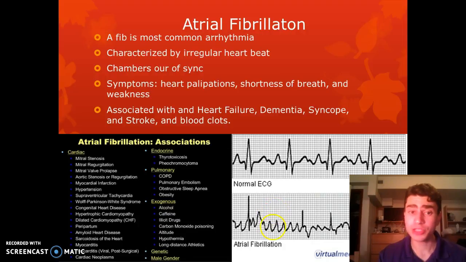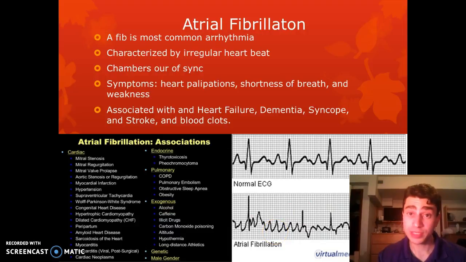It's typically characterized by asynchrony, where normally the atria and the ventricles are in sync. However, in AFib, we don't have that. The atria are contracting, the ventricles are contracting, but they're seemingly independent of each other. They're not following that rhythmicity and that cohesiveness that normally occurs between atria contracting followed by the ventricles contracting.